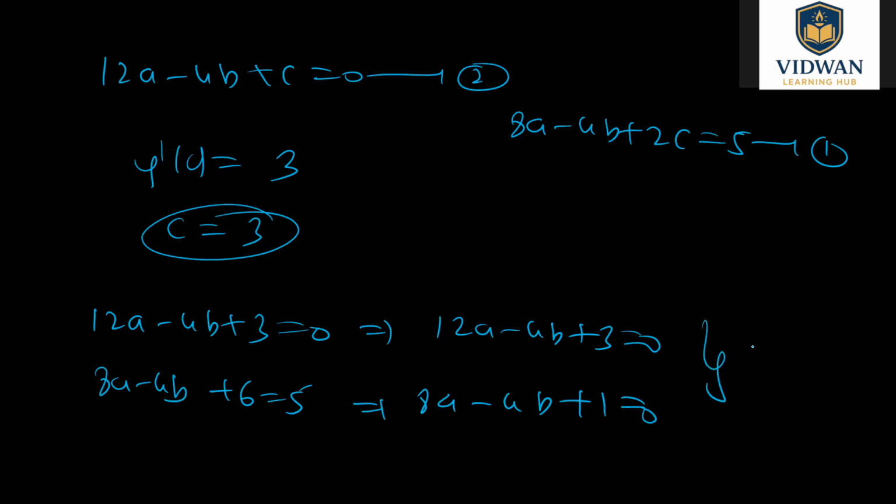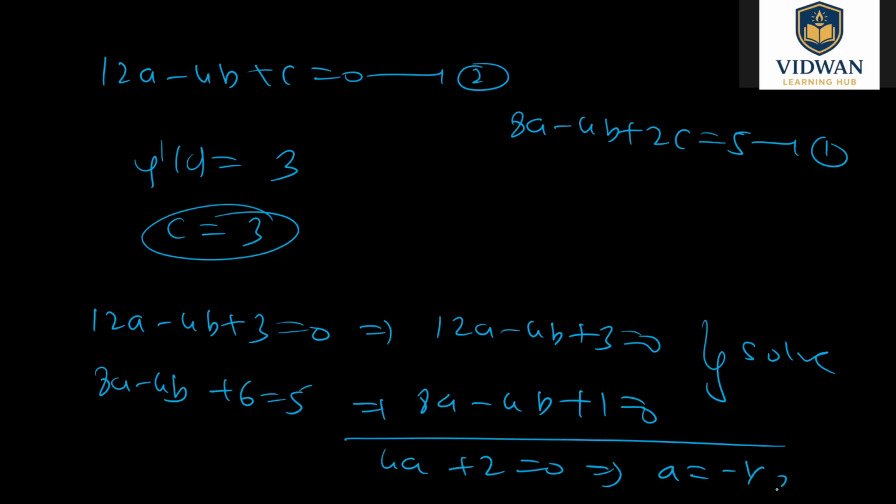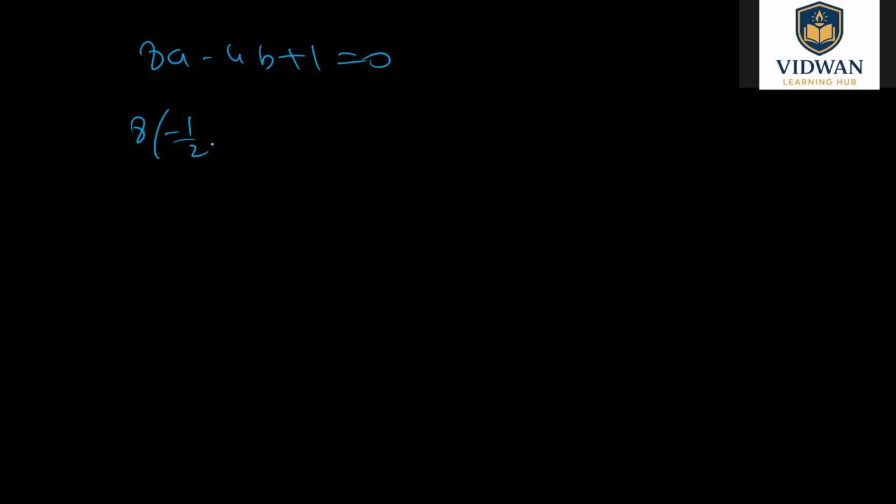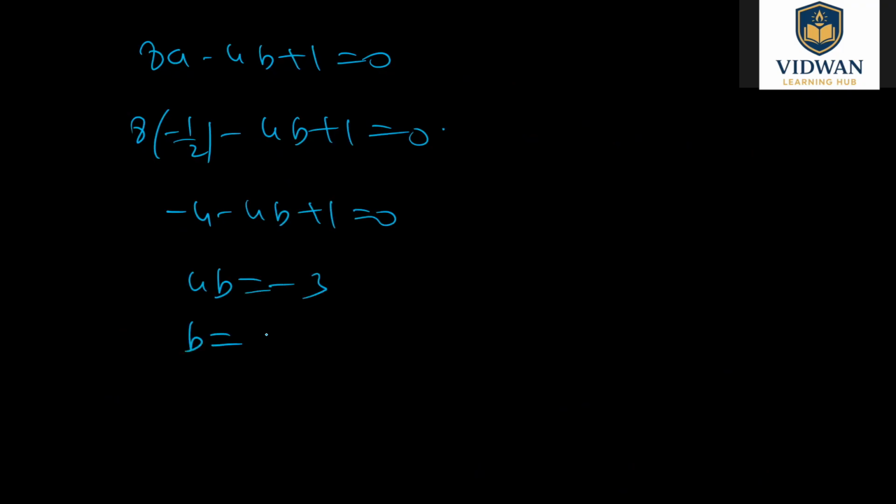You just solve these. How to solve them? You can just subtract. Then you'll get 12a minus 8a, 4a. 4b will cancel. 3 minus 1, 2. So 4a plus 2 is 0. a is minus 2 by 4, so minus half. Put this in one of the equations to find the b value. You can just put it in the second one, 8a minus 4b plus 1 is 0. Put a equal to minus half. So 8 into minus half minus 4b plus 1 equal to 0. So this would be minus 4b plus 1 equal to 0, 4b equal to minus 3. b is minus 3 by 4.